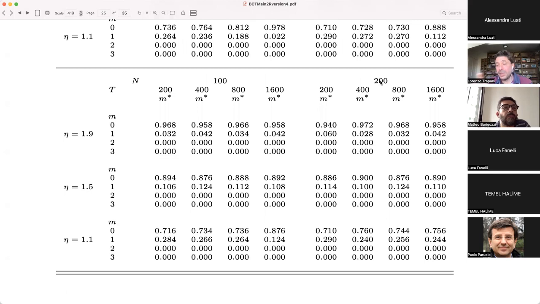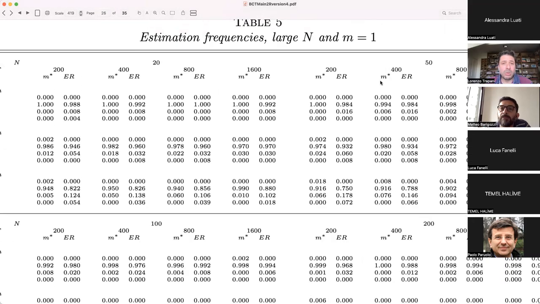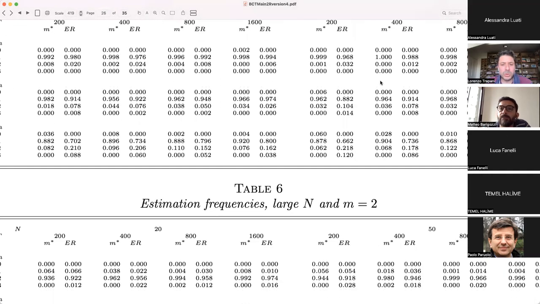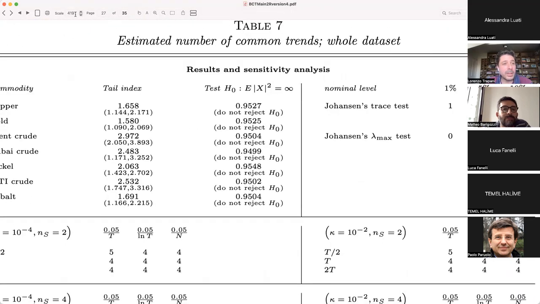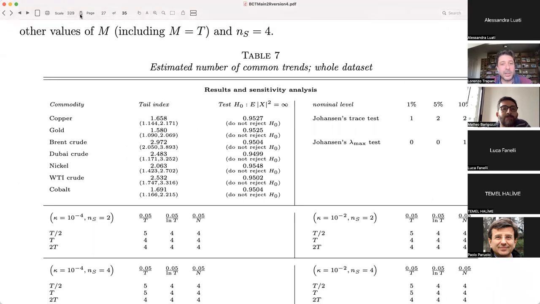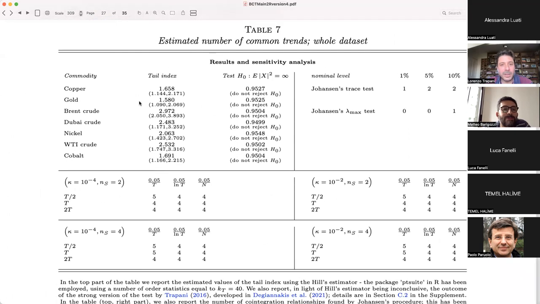In the main version of the paper, we also consider two applications. I don't know if it is a good idea to show them or not. I hate presenting tables, by the way. I think that it is acutely apparent that I hate doing it because I'm not very clever at doing it.